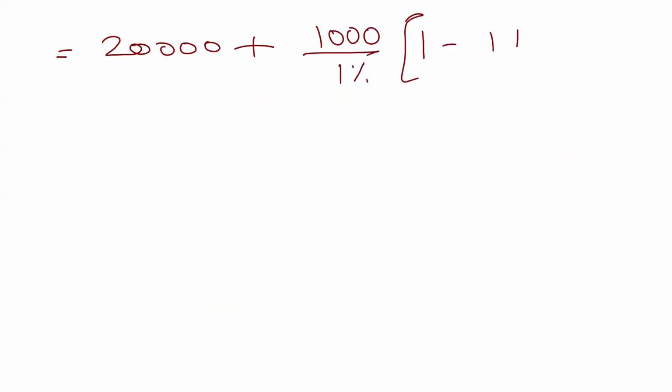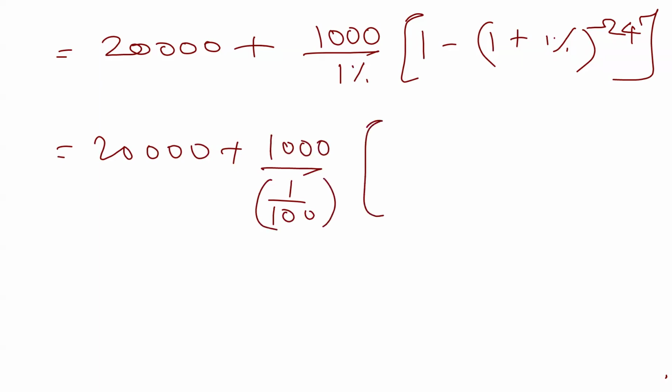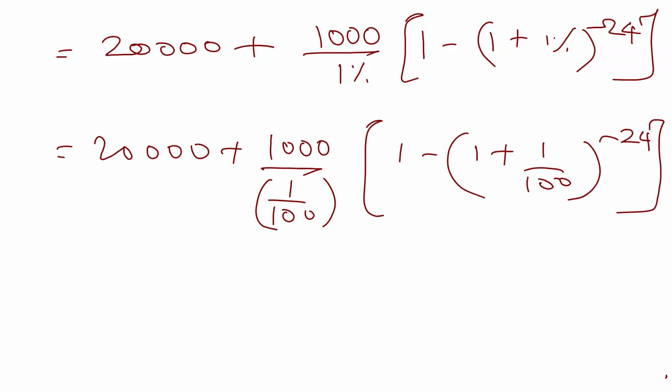20,000 plus 1,000 upon I, which is 1%, 1 minus 1 plus 1% raised to N, which is 24, sorry, that is minus 24. Okay, 20,000, 1 upon 100, 1 minus 1 upon 100 raised to minus 24.